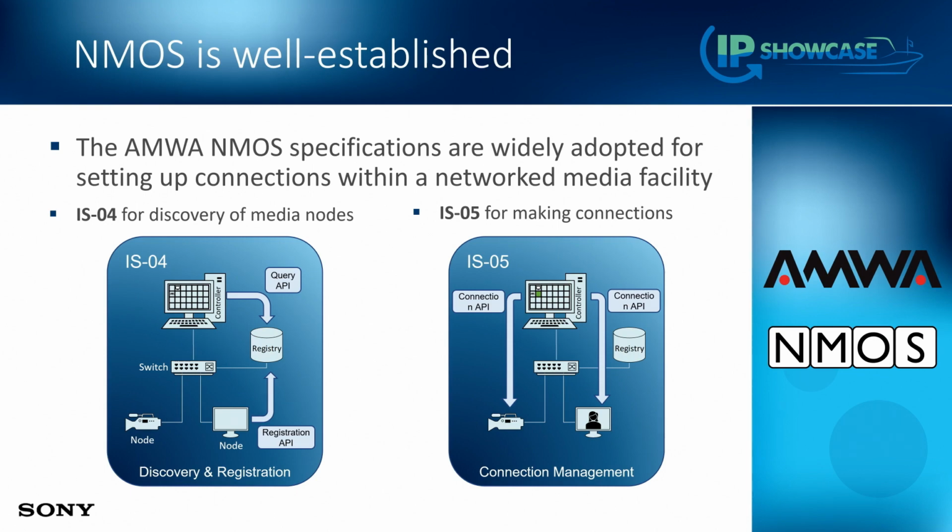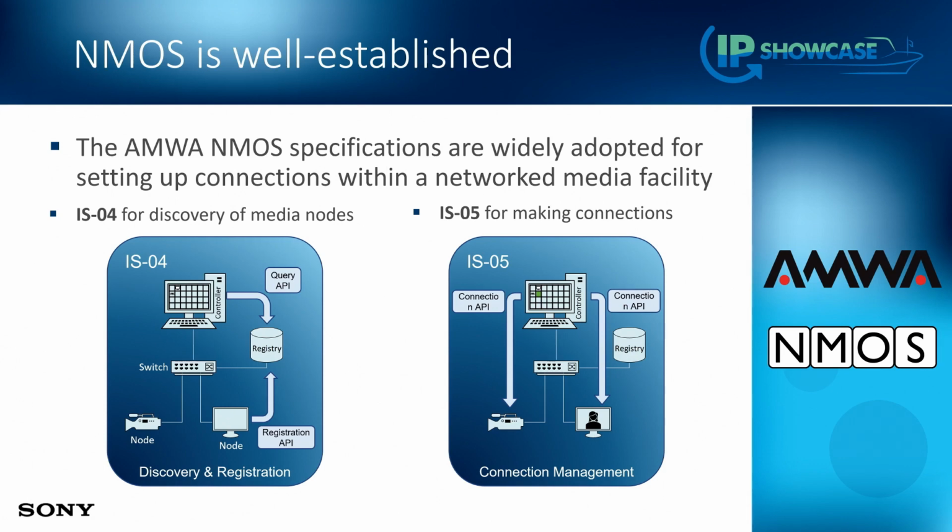IS-04 is for the discovery of media nodes. So the idea here is the plug and play functionality you get when you first plug your media node, be that a camera or a monitor or a vision mixer, into your IP network. It will first of all discover where the IS-04 registry is in the network and then register with it using the registration API. And then a controller or a routing panel, depending how you pronounce it, can find that registry and use the query API to discover all those connected devices on the network.